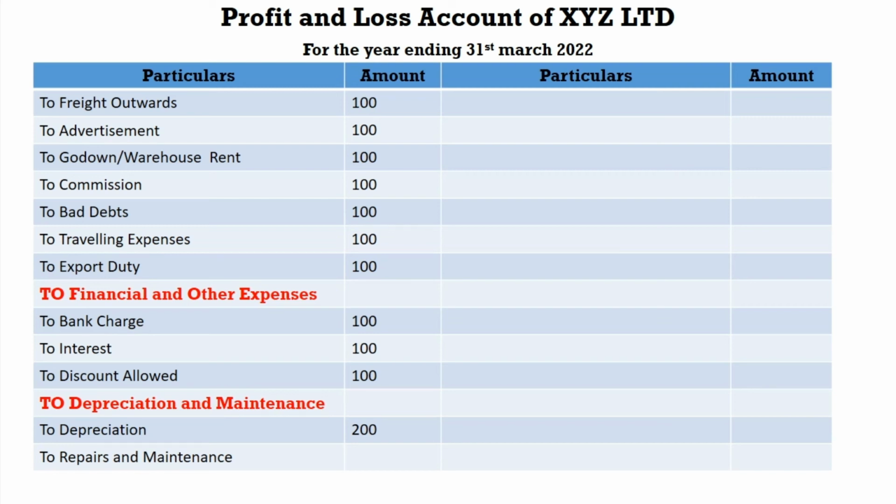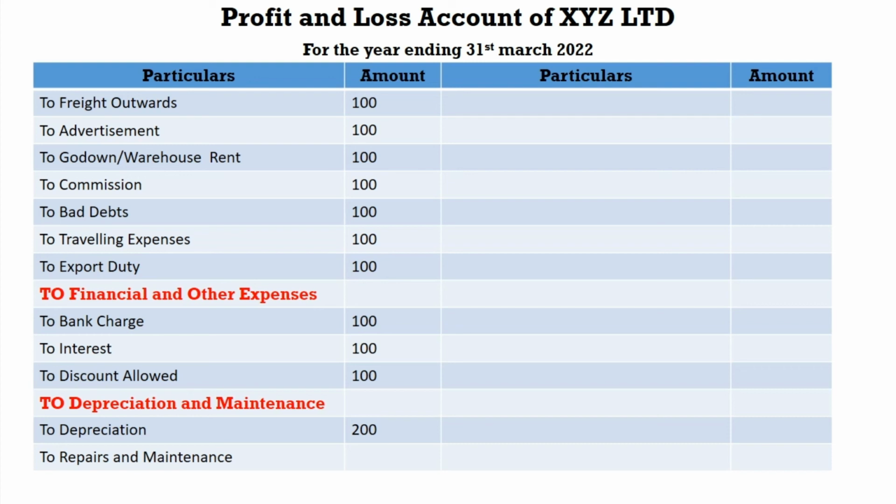Okay. Discount allowed. What is discount allowed? For example, the price is 10 rupees for our product, but we are going to sell for only 8 rupees because we are promoting the product. So that means a 2 rupees loss. So that is called discount allowed.